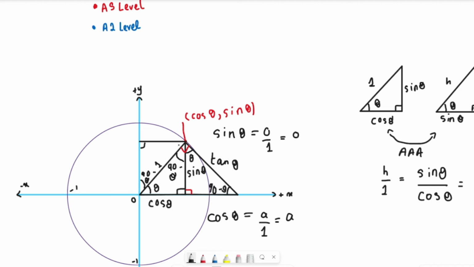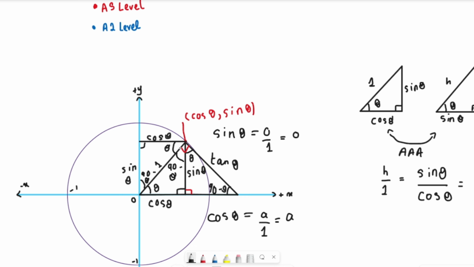And since this was 90 degrees, if this is 90 minus theta, then this will be theta. So what basically happens here is that I get another triangle which is basically just flipped. So this will become sine of theta. So I just have this triangle but flipped here.